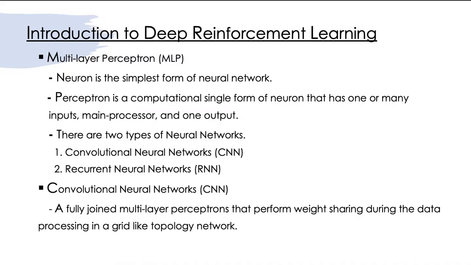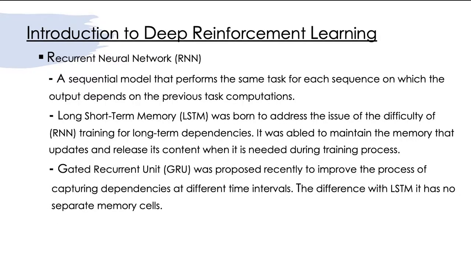Multi-layer perceptron is the simplest form of neural network. Perceptron is a computational single form of neuron that has one or many inputs, a main processor, and one output. There are two types of neural network: convolutional neural networks and recurrent neural networks. Convolutional neural networks, or CNN, are fully joined multi-layered perceptrons that perform weight sharing during data processing in a grid-like topology network. While a recurrent neural network, or RNN, is a sequential model that performs the same task for each sequence, in which the output depends on the previous task computations.